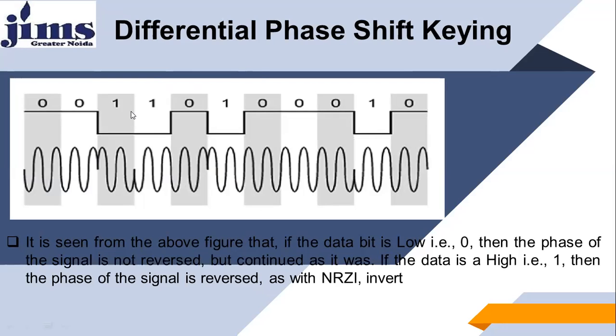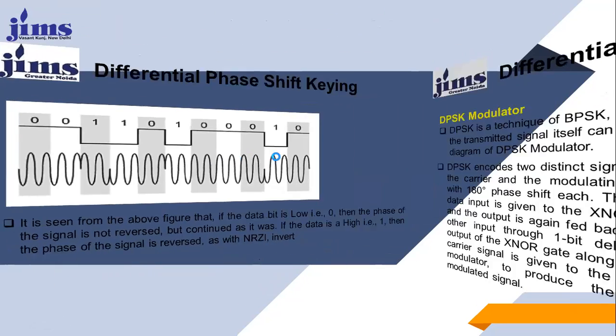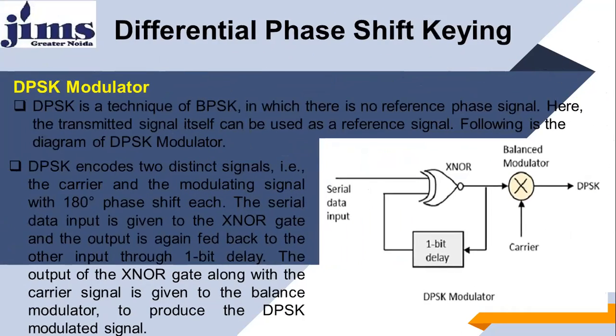So whenever 1 comes in the picture, there is a phase shift, and for 0, 0, there is no phase shift. So this is a transition 0 to 1, then there is a phase shift; 1, 1, then there is a phase shift; 1, 0. But when there is a continuation of 0, 0, there is no phase shift. Then the DPSK modulator, where you get these DPSK waveforms.